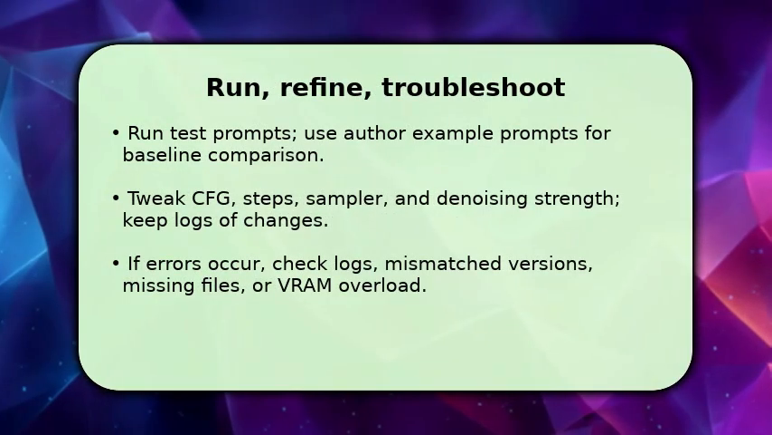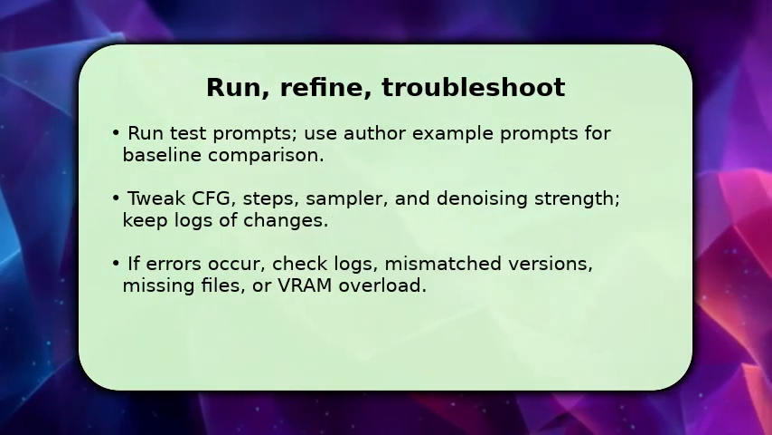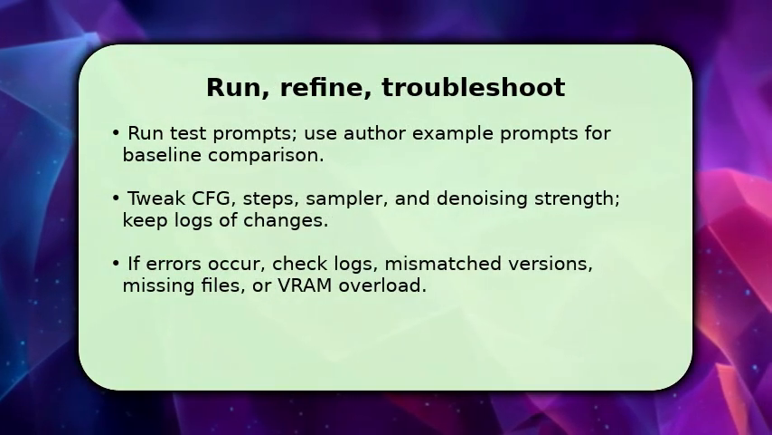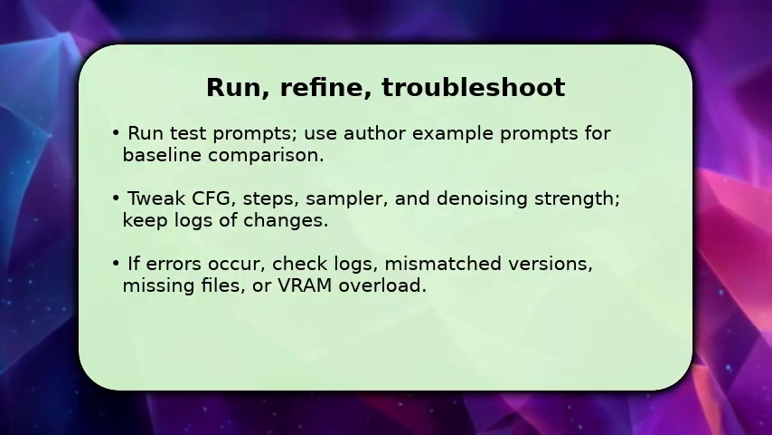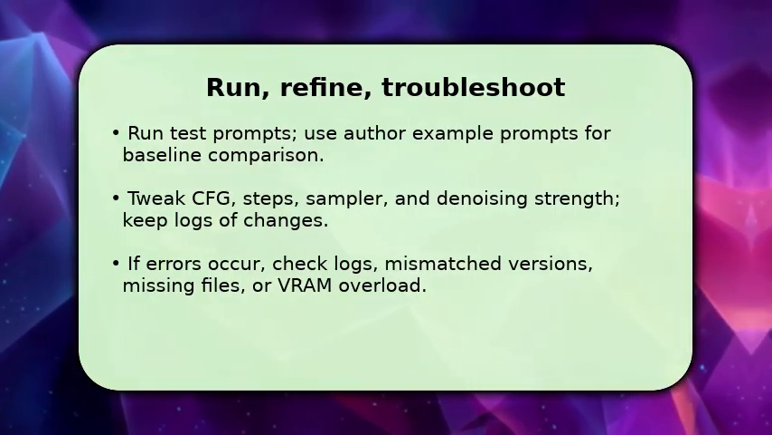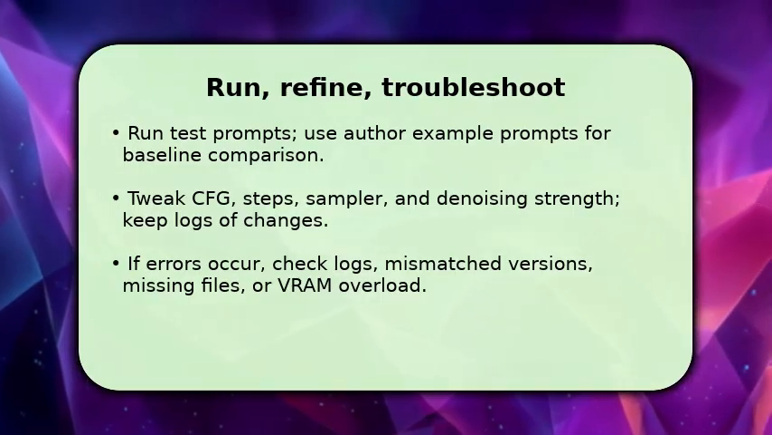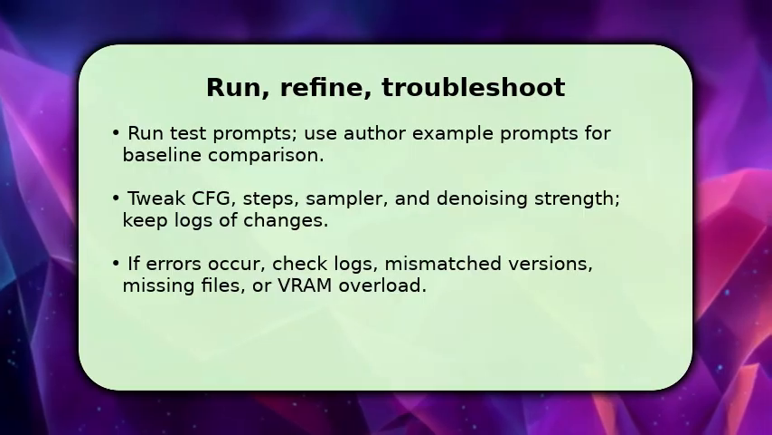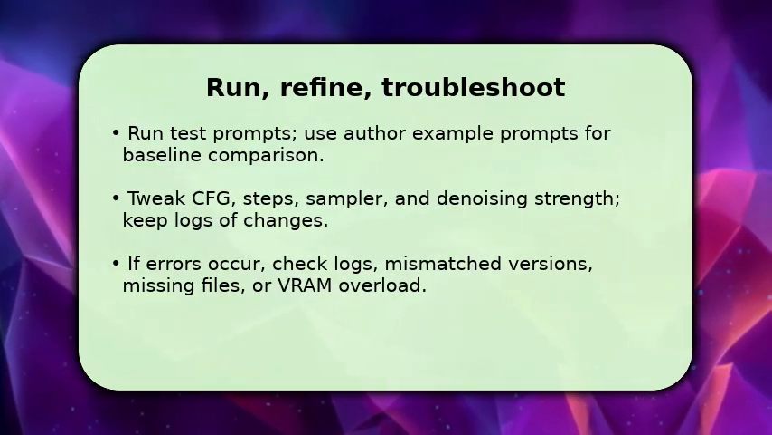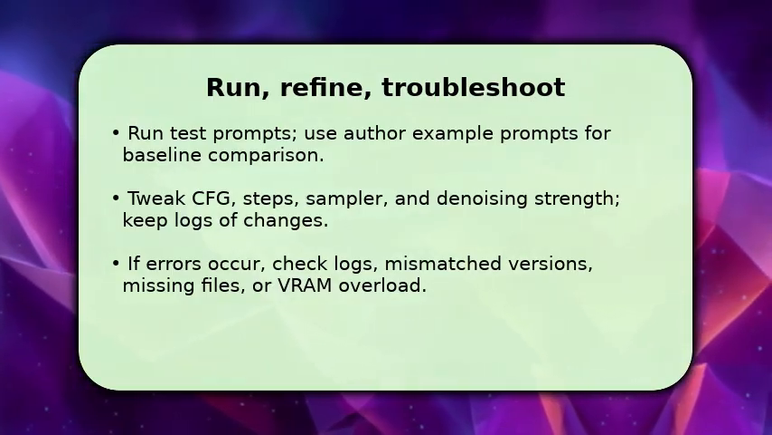Execute a set of test prompts, starting with the author's examples so you establish a baseline. Then iteratively adjust CFG scale, sampling steps, sampler type, and denoising strength to shape results. Small parameter shifts produce substantial stylistic changes. Once satisfied, save your prompt presets and model settings for repeatability.